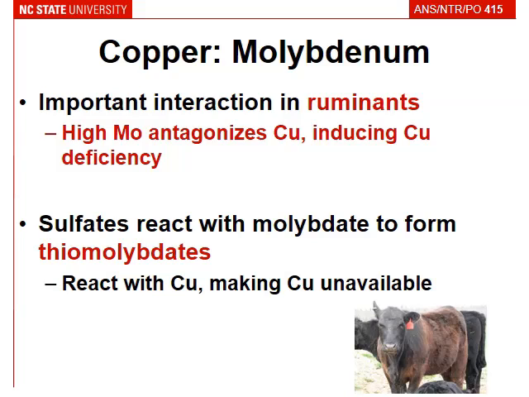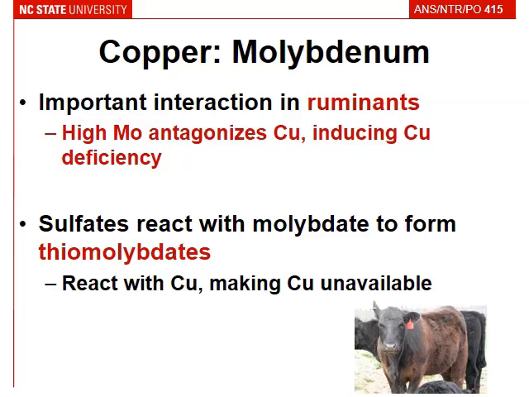So basically what happens is you have sulfates react with molybdenum in the rumen. So the microbes are breaking down your sulfur amino acids. You have sulfates that form. Those sulfates react with molybdate, and it forms thiomolybdates. And these thiomolybdates end up reacting with copper, chelating it, and it makes copper unavailable to the animal.